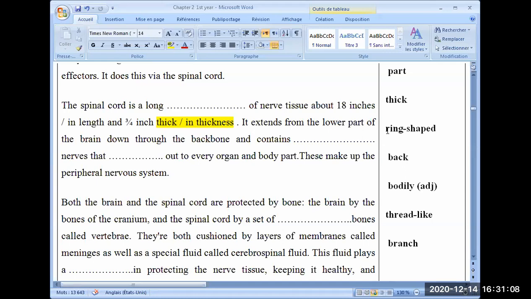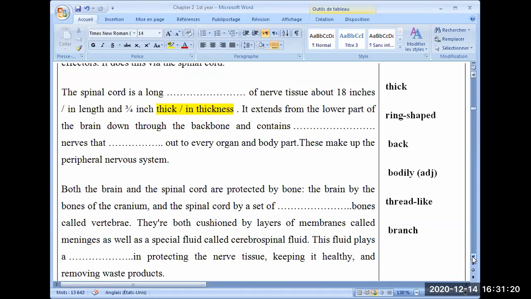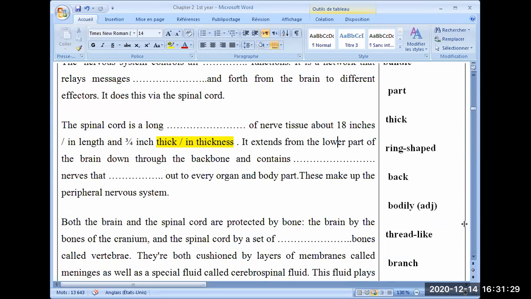They're both cushioned by layers of membranes called meninges, as well as a special fluid called cerebrospinal fluid. This fluid plays a part in protecting the nerve tissue, keeping it healthy and removing waste products. Plays a part. What is the word part here?